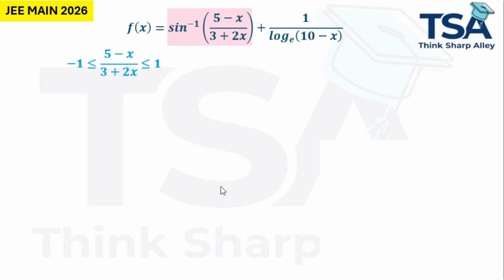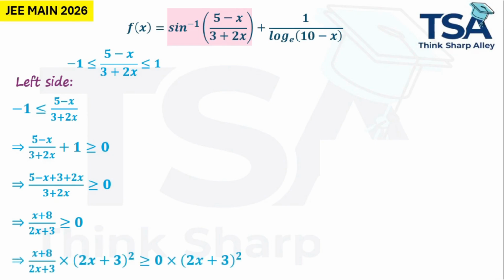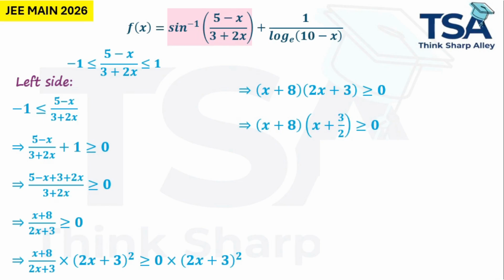To solve this safely without cross-multiplying variables, we split it into two inequalities, left side first and then later we will solve the right hand side. So here we take -1 to the other side, it becomes +1, then taking LCM and solving the numerator a bit, we get this. Now we don't know the sign of 2x plus 3, but we know (2x plus 3) whole square is positive. So multiplying both sides by (2x plus 3) whole square, we get (x plus 8)(2x plus 3) greater than or equal to 0. Taking 2 common, we have this.